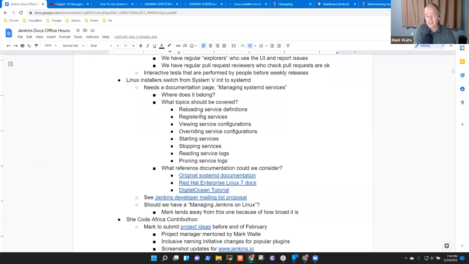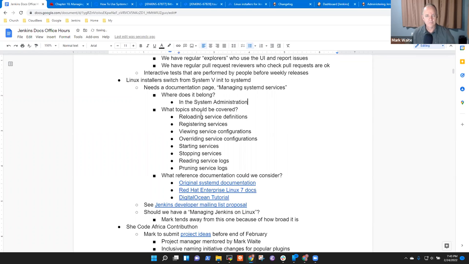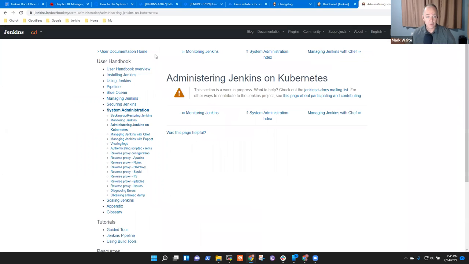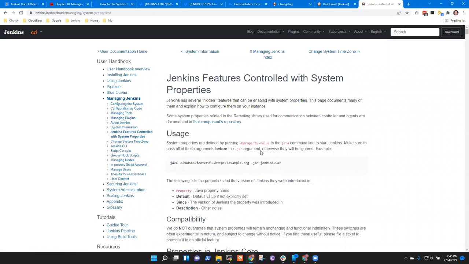Good. All right. Thank you. Thanks for the guidance. Okay. By the way, on a related subject, under managing Jenkins, we have a section called Jenkins features controlled with system properties. Under this definition of system administration, I think that might belong in system administration. Oh, okay. So that's another bit we'd get into, where you get all the stuff you put on your Java command line. Right.